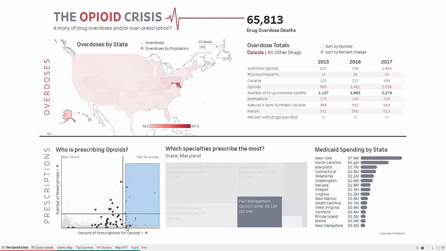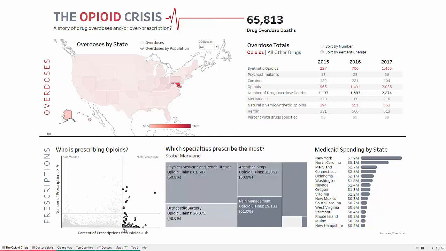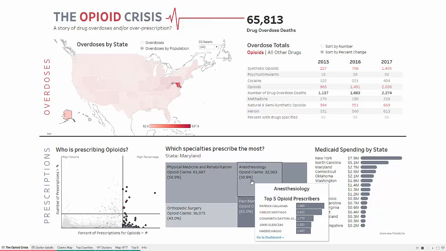What we could do, though, is select the doctors who are to the right of this vertical line. These are the top 1% of prescribers in Maryland by proportion of opioid prescriptions that they provide. And we can see exactly which specialties they're in.